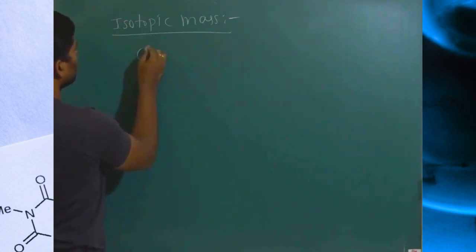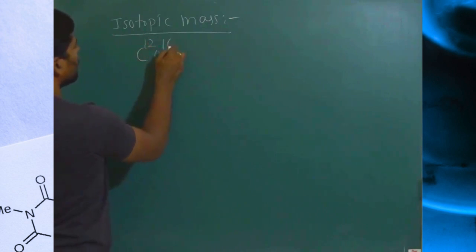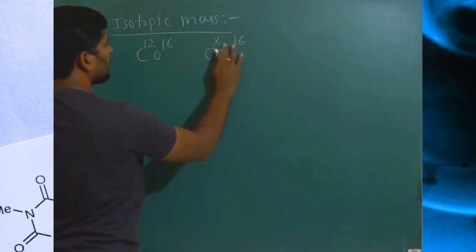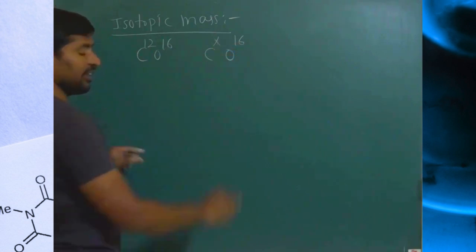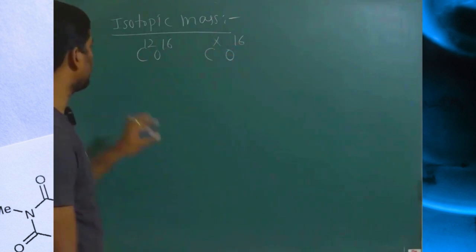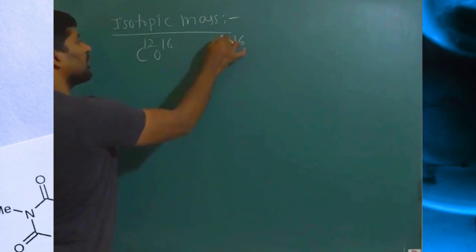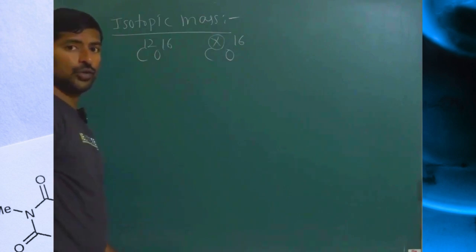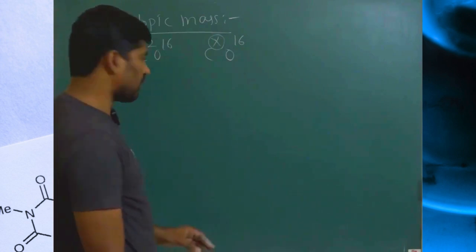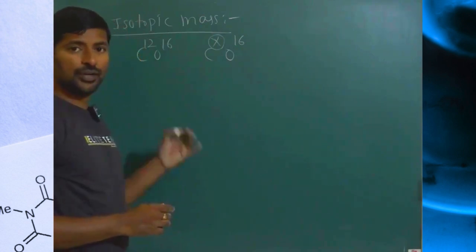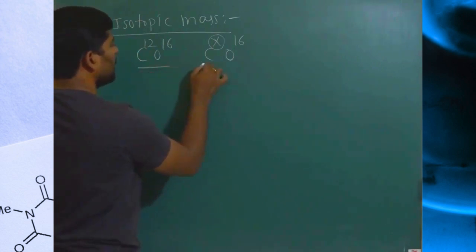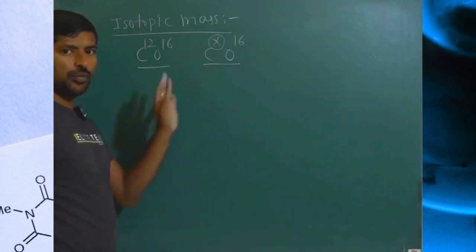For example, C12O16 we have, CXO16 we have. We don't know whether it is C13 or C14, for example. I want to calculate the heavier isotope mass based on rotational spectroscopy. This is another application of rotational spectroscopy. What we have to do? We have to record rotational spectra for both the molecules.